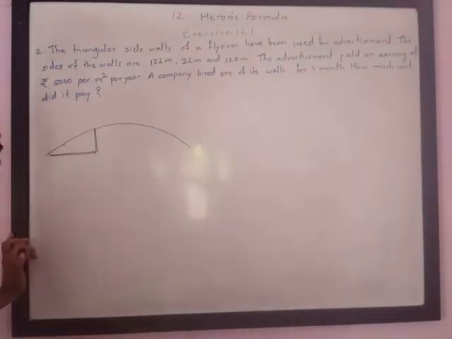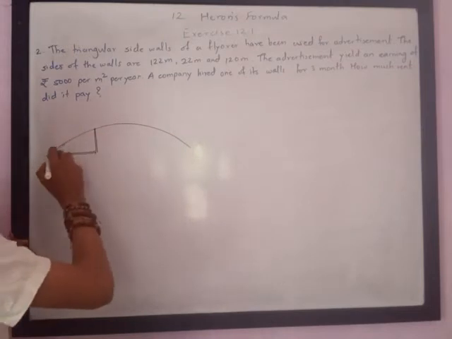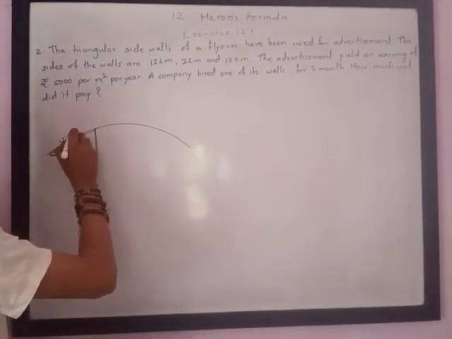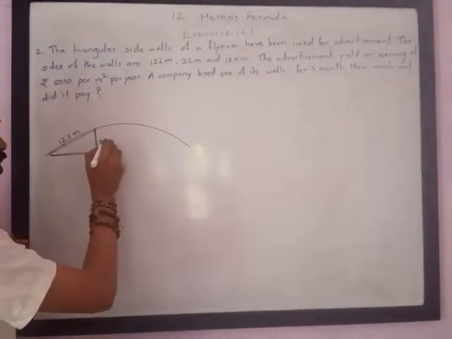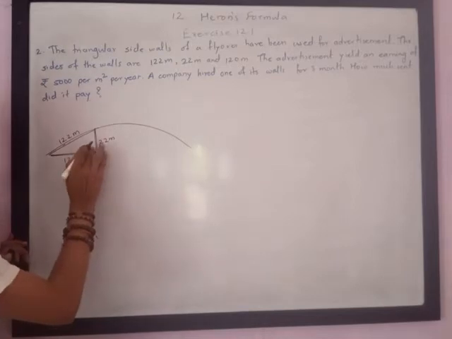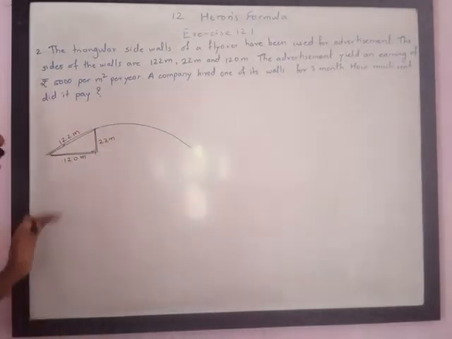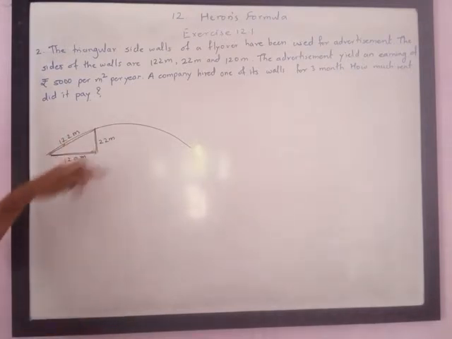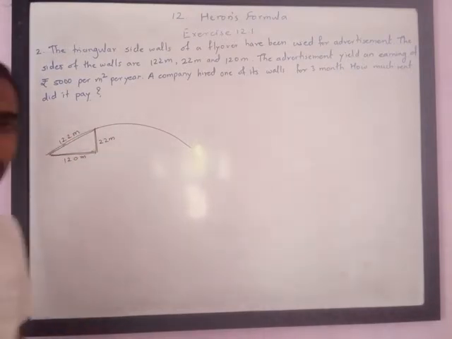It is hired for 3 months, and the triangular walls are of the size of 122 meters, 22 meters and 120 meters. Please note, we are not given whether this is a right angle or not, so we cannot use the half into base into height formula to find the area of the triangle. So since three sides are given to us, we can use Heron's formula.